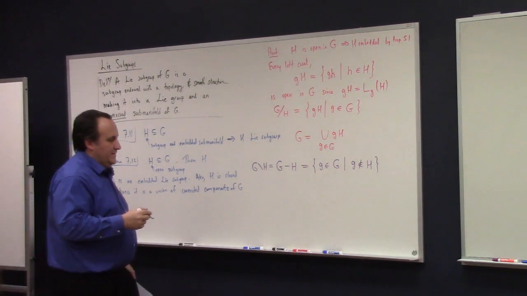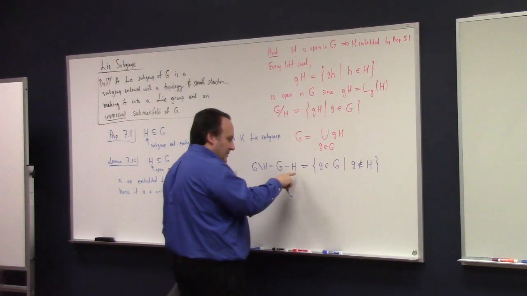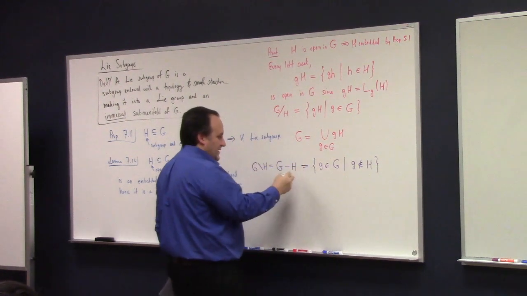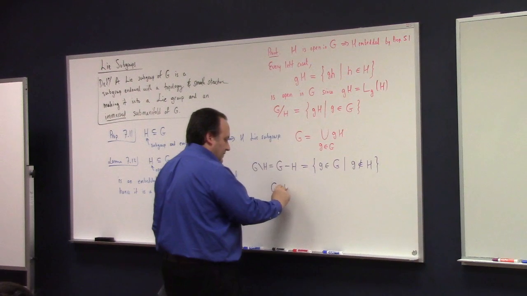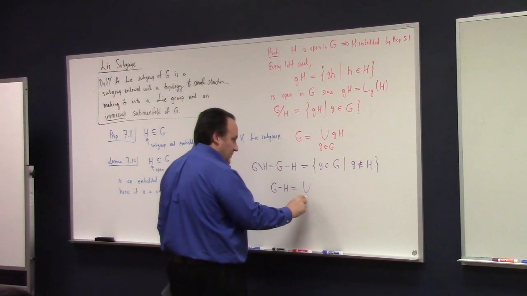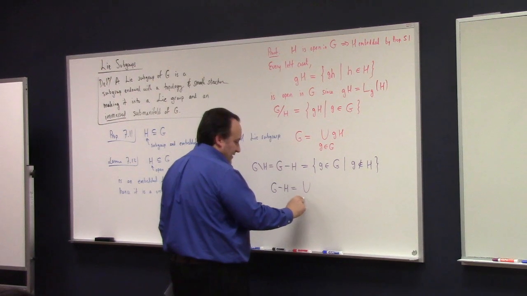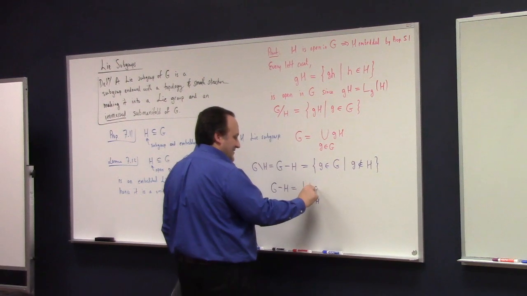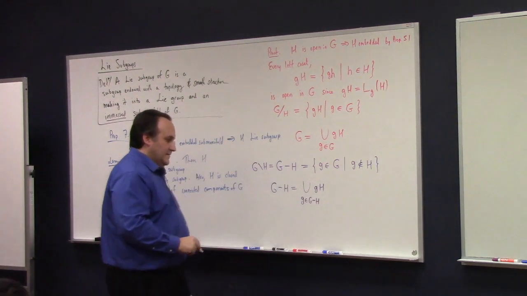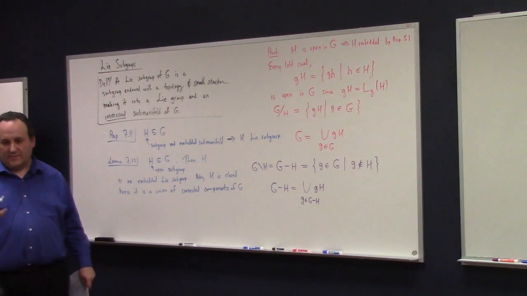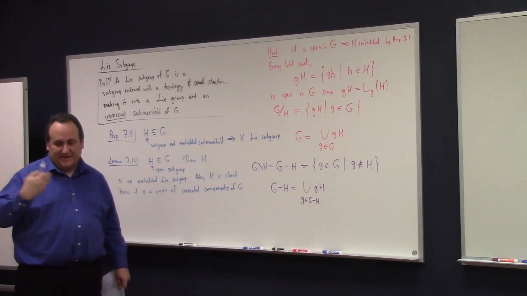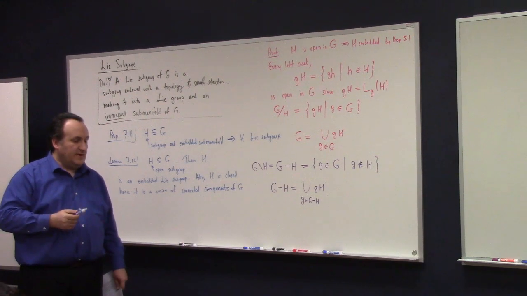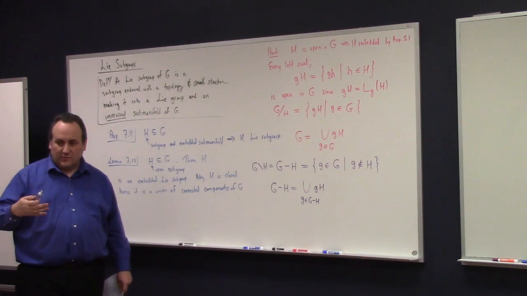So to see that this is open, it is relevant to what I was just saying. G minus H, you could say, is the union over g in G minus H of gH. That would not be wrong. It's all the cosets that aren't the identity coset, the coset represented by the identity. But the larger point is that every one of those cosets is open.